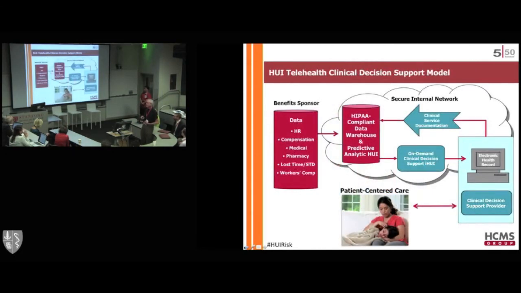Now, so how do we apply this? It gets applied by bringing data in from benefit sponsors. And the most important kind of data that we collect to do this kind of risk assessment is human resource and compensation data. It's data about the person and their job and what they're getting paid.